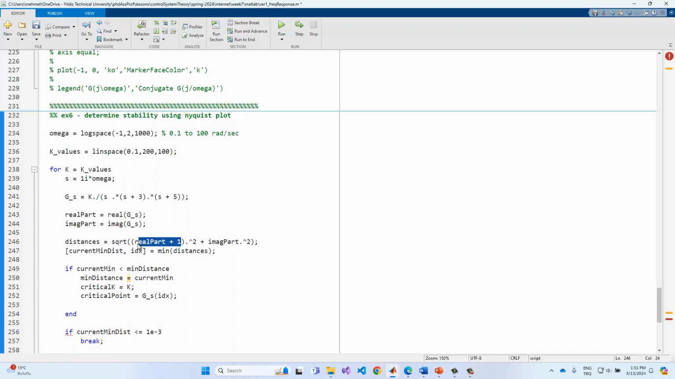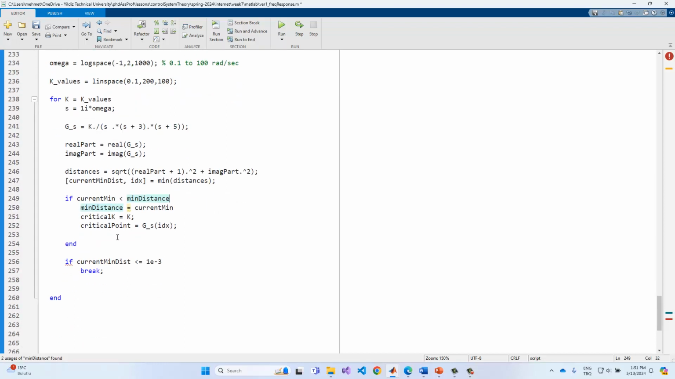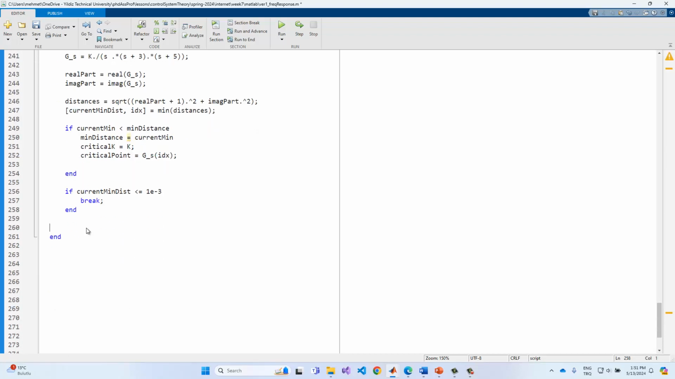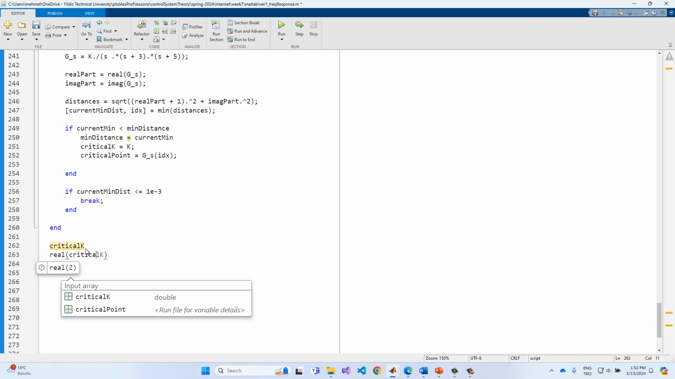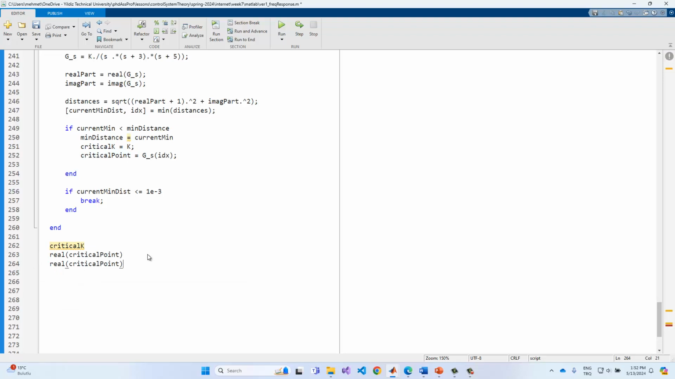And so if I put the +1, then this minimum creates the critical K point, or the last K point, to satisfy the stability, okay? And so this current mean distance is also given in here, okay? And so we should write the critical K, and also we need to give the real critical point and the imag point. We can automatically find the stability of this system.